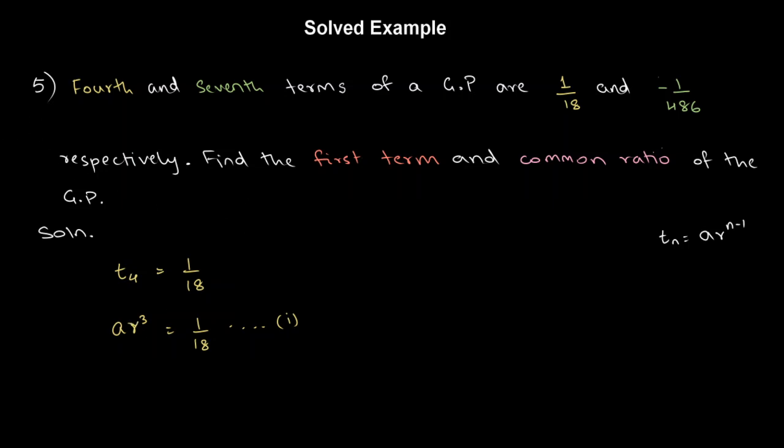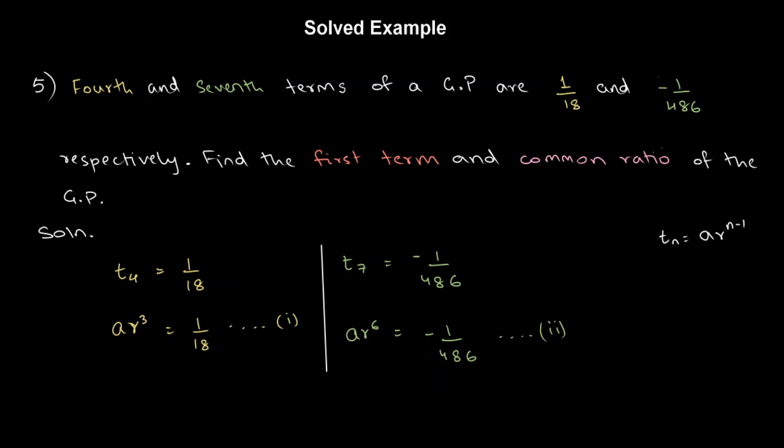Next, we've been given the value of the seventh term, so let's make a note of that as well. Let's take the seventh term to be T7. The seventh term is negative 1 upon 486, right? Now T7 will be a into r raised to 7 minus 1, which is ar raised to 6, which is equal to negative 1 upon 486. Let's consider this to be our second equation, right?